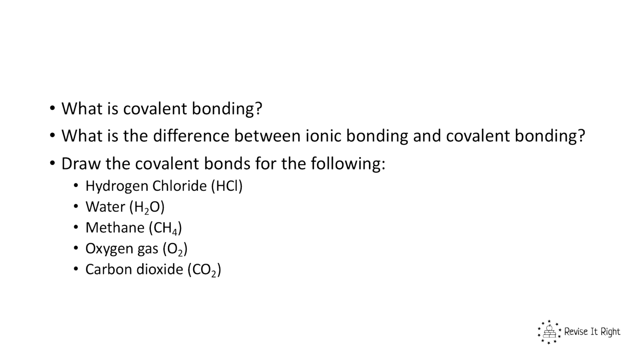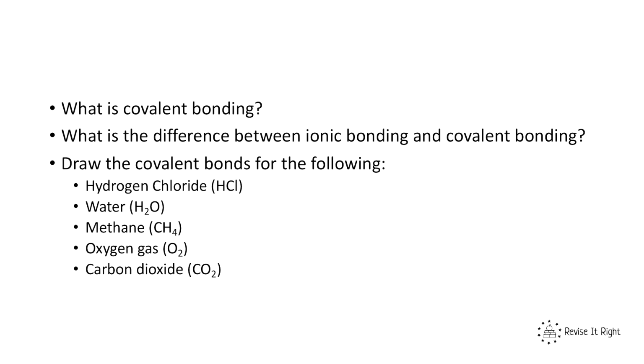Number 2, what is the difference between ionic bonding and covalent bonding? Well, in ionic bonding, there is a transfer of electrons, whereas in covalent bonding, they share electrons. That is the main difference between them. Also, you could have said that ionic bonding is between a metal and a non-metal, whereas covalent bonding is between a non-metal and a non-metal.